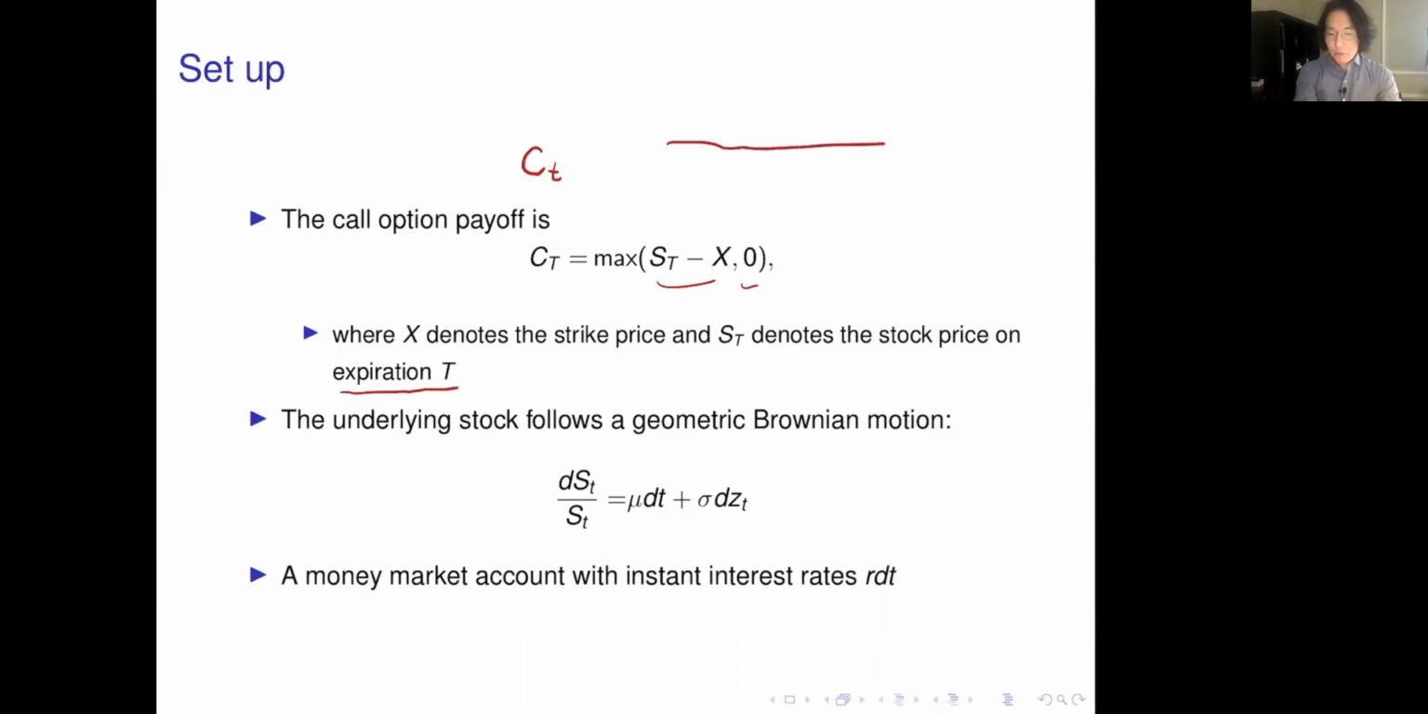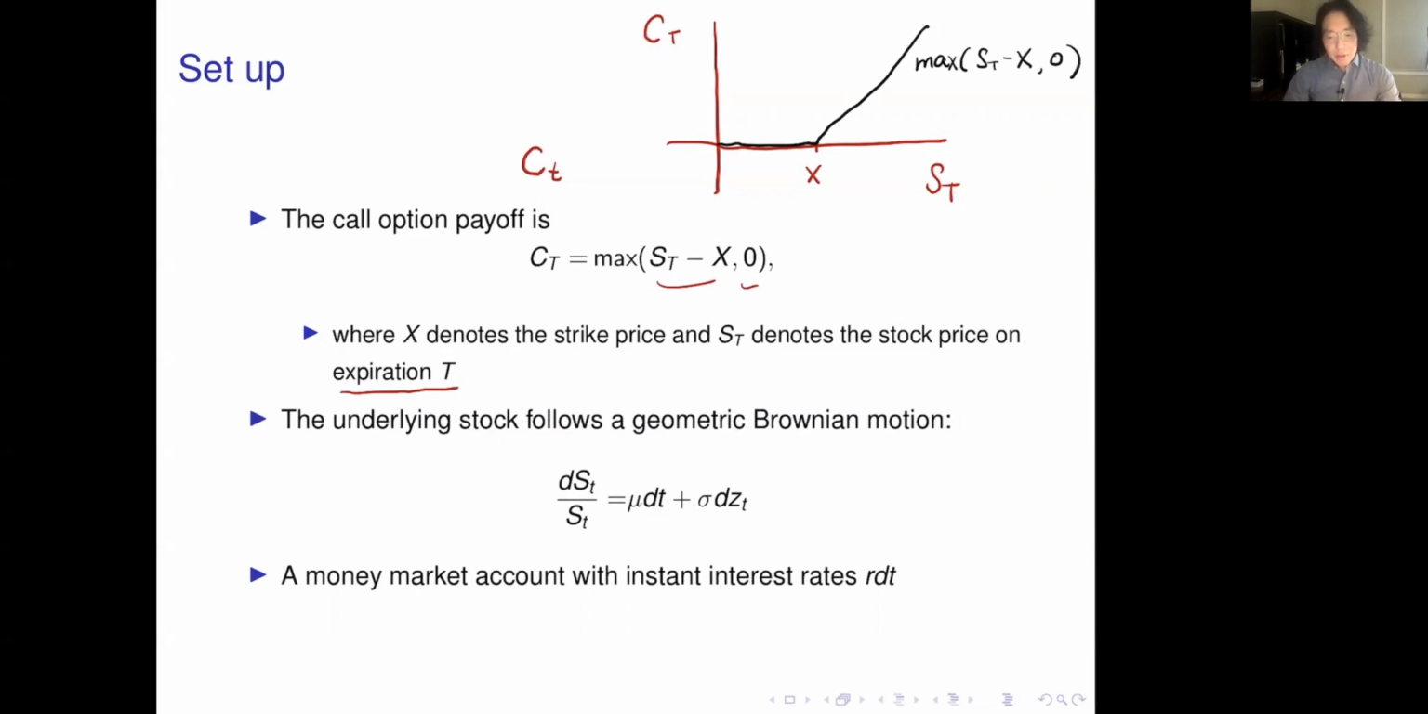And you can express it in terms of the so-called hockey stick. On the x-axis, you have the stock price on the expiration date, and on the y-axis, you have the payoff of the call. And when the strike is X, the payoff of the call option is given like this. So this is basically max.